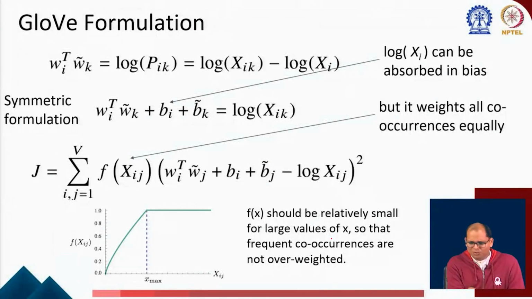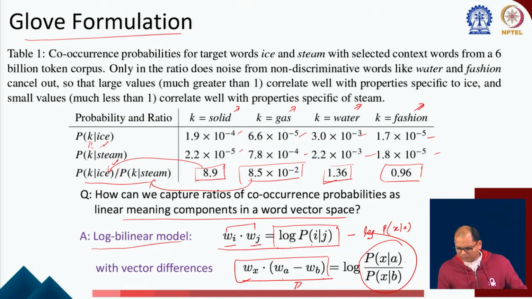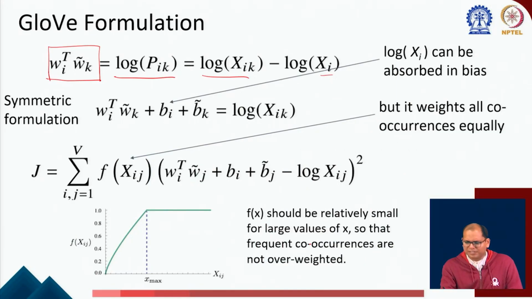Okay. So wi transpose and wk hat, again I will have two word vectors, will be log of pik, right. So what is pik? The co-occurrence probability that i and k occur together, minus log xi. So pik is xik divided by xi.